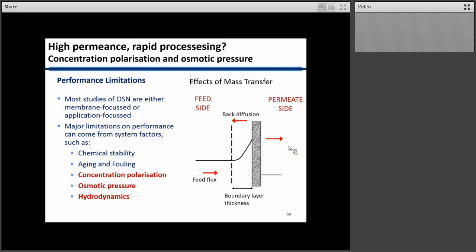But if you look at the performance limitations on the membranes, most studies are either membrane-focused or application-focused. Major limitations on performance can actually come from your system factors, for example, chemical stability, aging and fouling, but also concentration polarization, osmotic pressure, and hydrodynamics. If this is the membrane here, as I have a flux towards the surface of the membrane, the non-permeating species, or the solute, will build up and form what we call a concentration polarization layer here. This eventually leads to a higher concentration of solute at the surface of the membrane than in the bulk liquid, increases the osmotic pressure, and reduces the driving force available for the process.